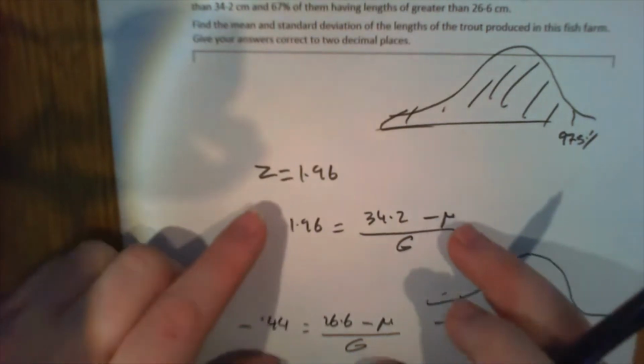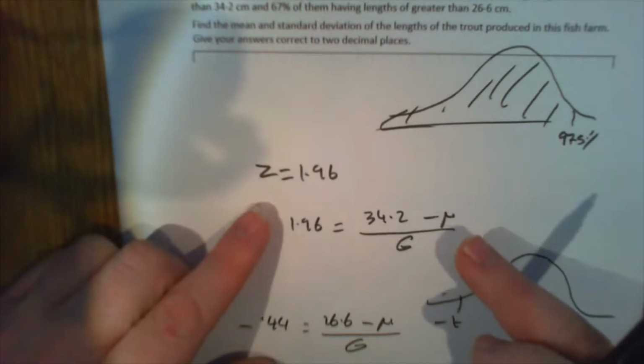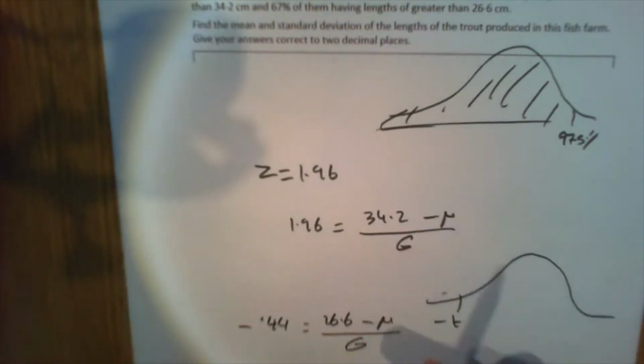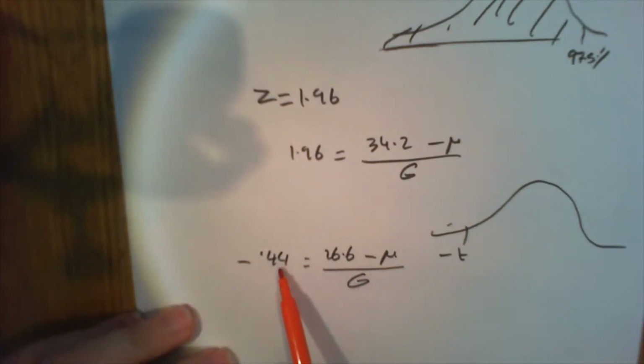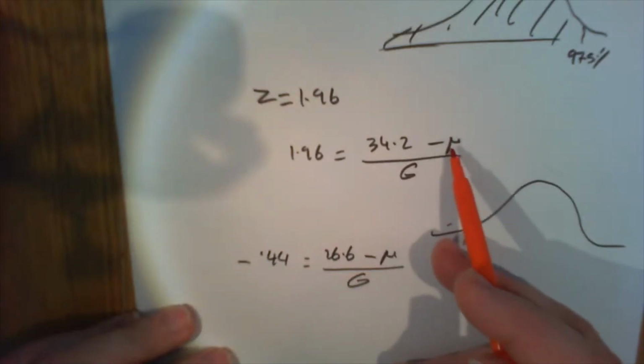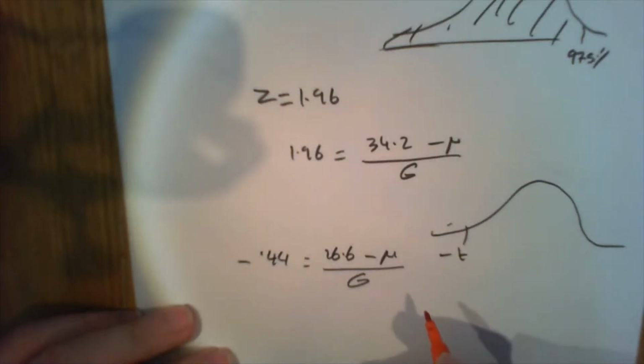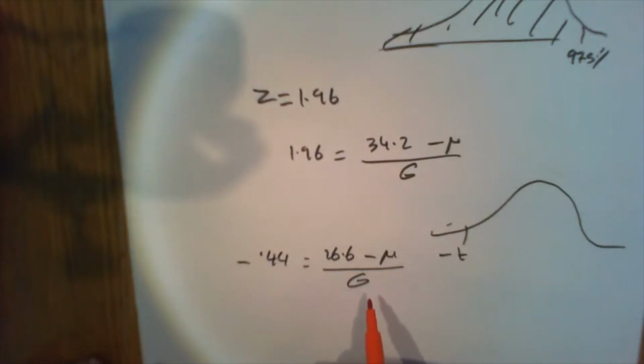Okay, so we have two formulas. The logic here is we need to get rid of one of these variables to make it work. It's not an easy thing to do, but manipulate this formula around to get sigma, sub it in there so you're only solving for mu, and then sub it back in. That's really what you're looking at. So let's rearrange this one. Sigma, cross multiply and then divide across by minus 0.44. That's 26.6 minus mu over minus 0.44.